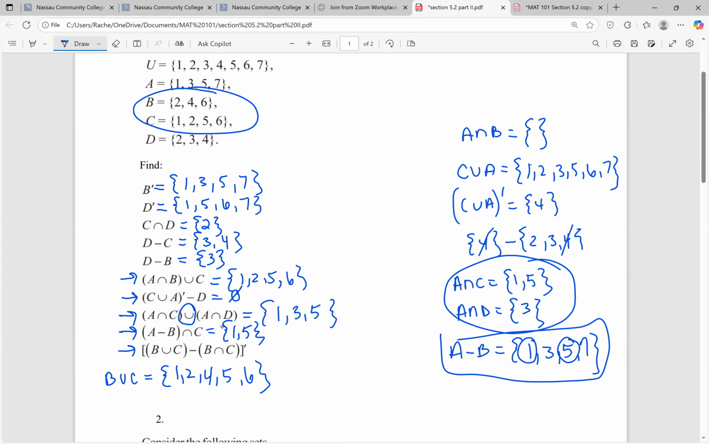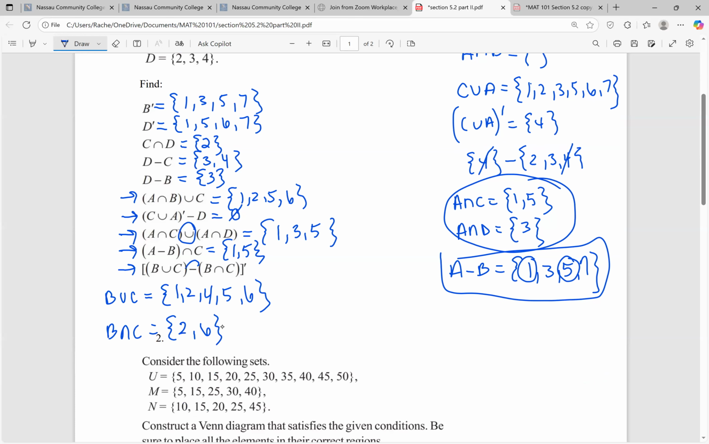And now if I take the intersection of B and C, where do they have common elements? Just 2 and 6, right? So the intersection is going to be 2 and 6. Now we want to take the difference. So we have 2 is gone, 6 is gone. So the difference is going to be 1, 4, 5.